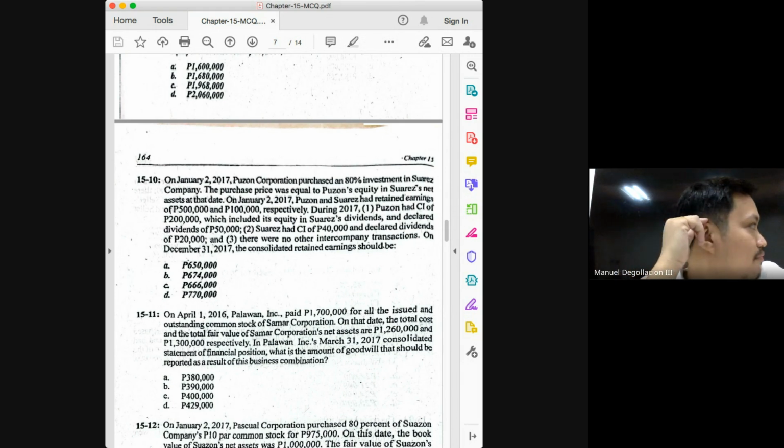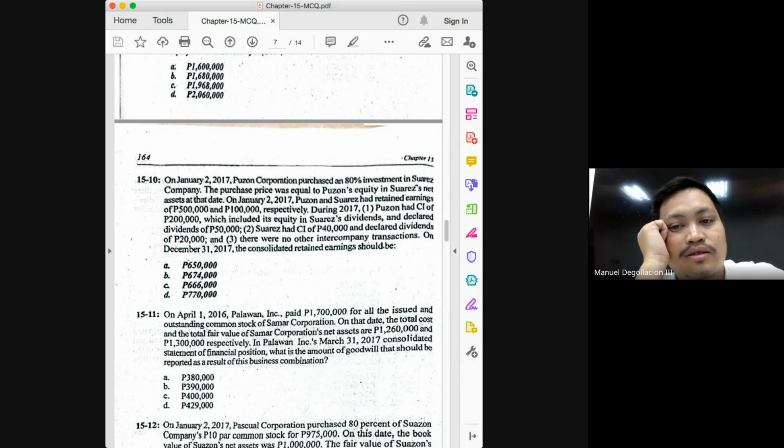Okay. Next, add what? Profit or loss. Whose profit are we going to add? The profit of the consolidated entity. And how do we get that? By computing for the consolidated income attributable to the parent. And what are the two things we need for the consolidated income attributable to the parent? The first is the income of the parent from its own operations.